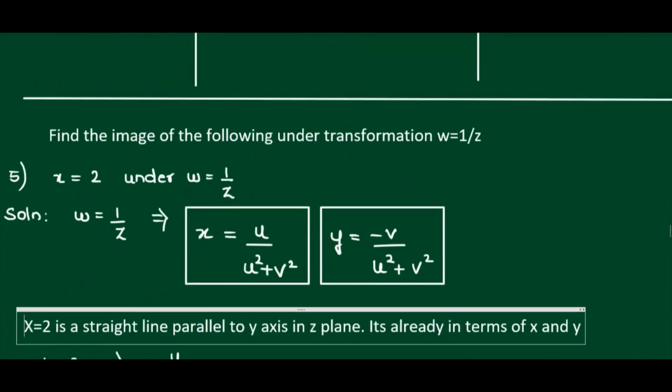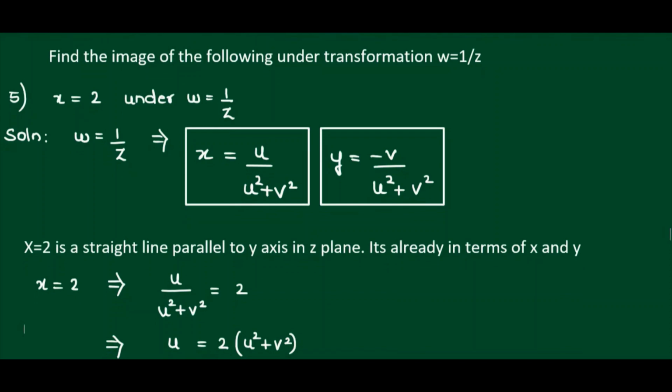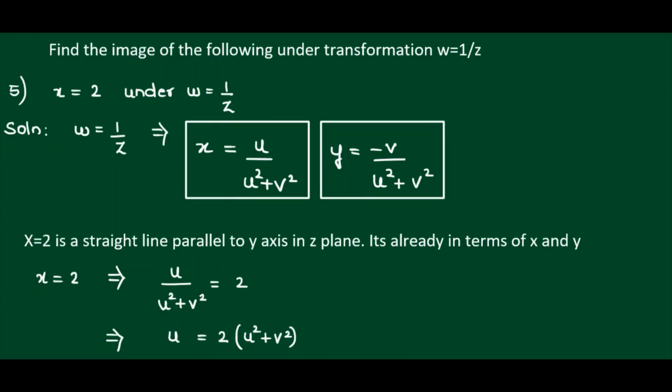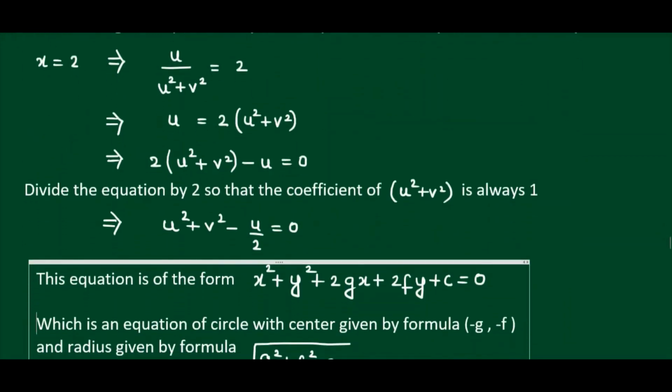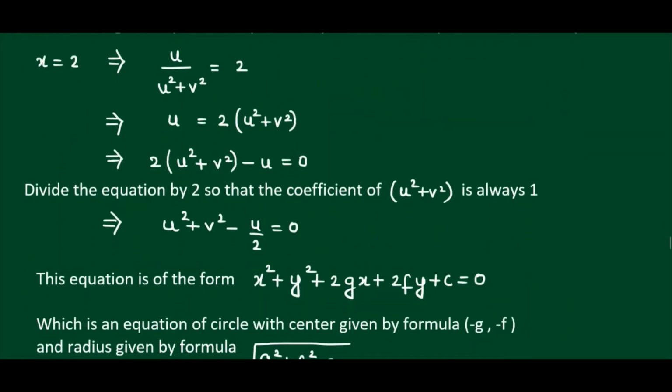Now, let us proceed to the next problem. Find the image of the following under the transformation w equal to 1 by z. Now, we have x equal to 2. We are going to find the image of x equal to 2 under this transformation. You know x and y from this transformation. Now x equal to 2, you know it is a straight line parallel to the y axis in the z plane, and it is already expressed in terms of x and y. So you have to simply substitute x in this equation. Since there is no y, you can simply substitute x and then solve this further.